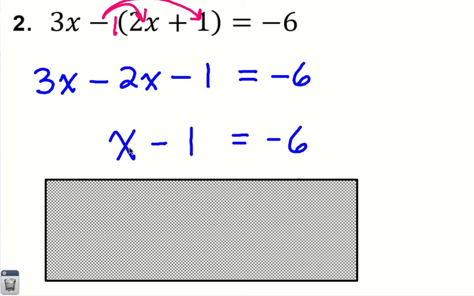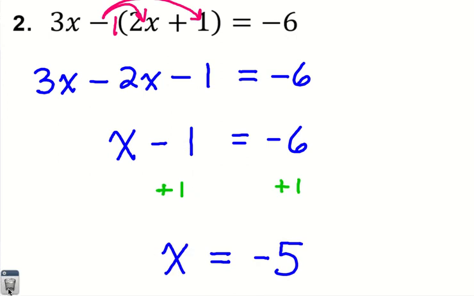Minus 1 comes down, everything else comes down. And now we look to move things away from whatever side they're on. I want this negative 1 out of there. And so we add 1 to both sides in our effort to leave x alone. And we end up with x equals negative 5, because negative 6 plus 1 is negative 5.